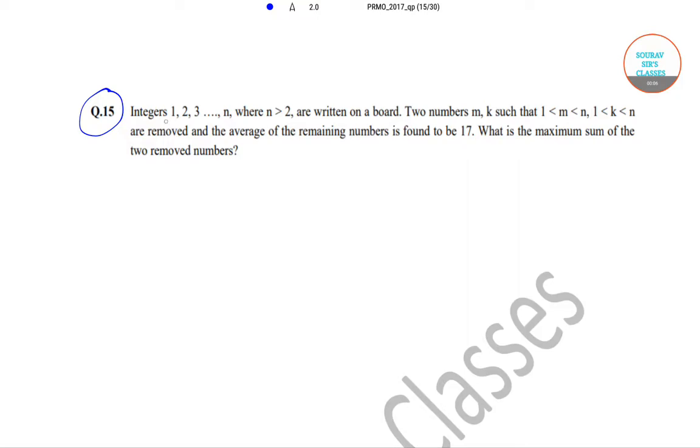In question number 15 it has been said that integers 1, 2, 3 up till n, where n is greater than 2, are written on a board. Now two numbers m and k, such that 1 is less than m less than n, and 1 is less than k less than n, are removed, and the average of the remaining numbers is found to be 17. So what is the maximum sum of the two removed numbers?